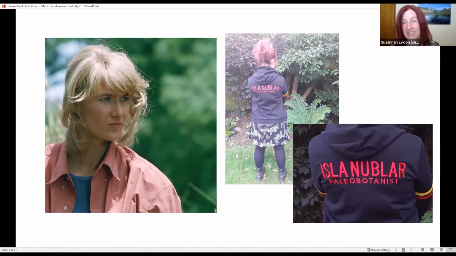And I was delighted yesterday, I got a new hoodie, and look at that, paleobotanist. It's the first time I've ever felt the popular culture was on my side. So I was really chuffed to get that. So that's the popular conception, if there is one at all, of what paleobotany is. It's someone who knows about plants from the past.